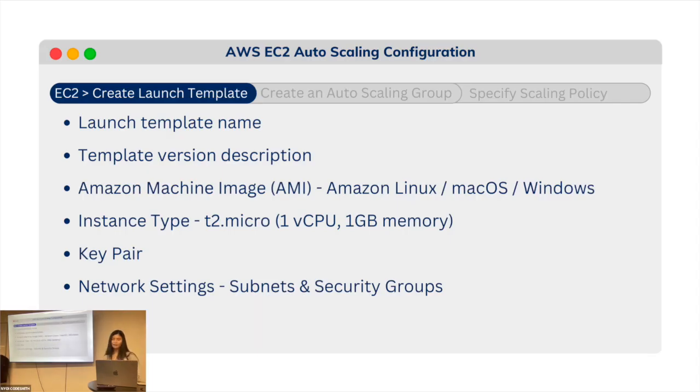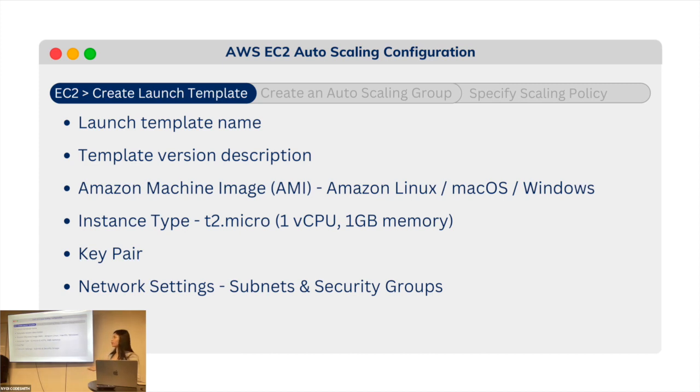Now that we have a foundational understanding of auto scaling, you may want to know how you would go about configuring an auto scaling group. And AWS actually supports many different resources such as DynamoDB, RDS, ECS, and Lambda, just to name a few. But for today's talk, we'll be mainly focusing on configuring an EC2 auto scaling group. So there are actually three main components to configure an ASG here. First, you want to create a launch template. Then you want to create an auto scaling group. And finally, you want to specify the scaling policy.